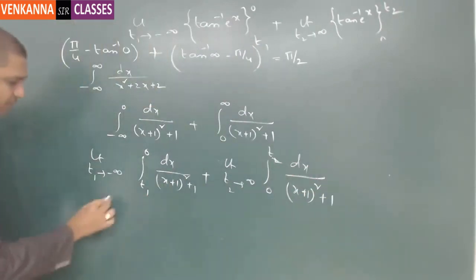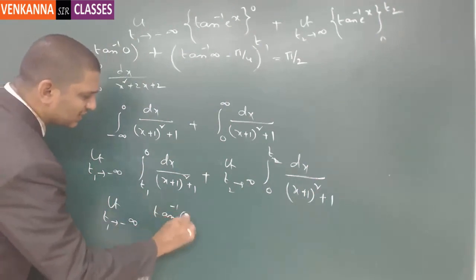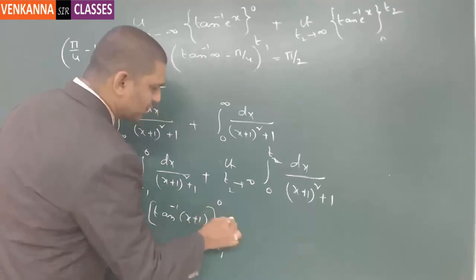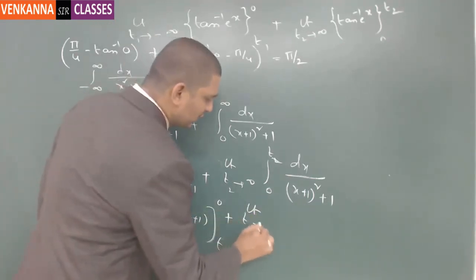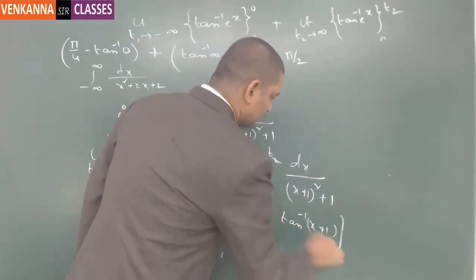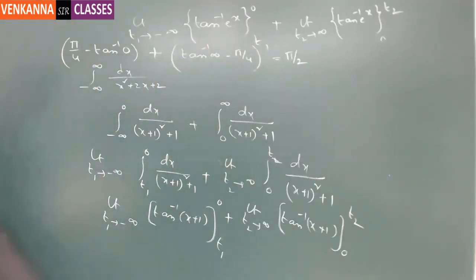Now for this, limit t1 tends to minus infinity, tan inverse of x plus 1 between the limits t1 to 0, plus limit t2 tends to infinity, tan inverse of x plus 1 between the limits 0 to t2. The rest of the part is nothing but simply applying the limit and giving the solution. I say that the final answer is going to come as pi by 2 plus pi by 2, nothing but pi, you are going to get.